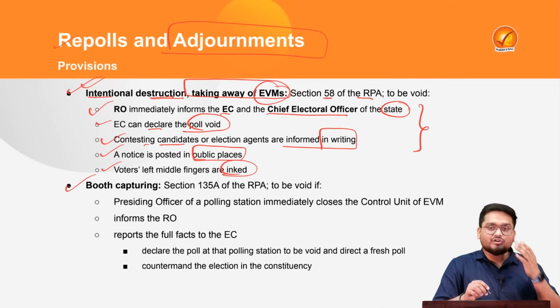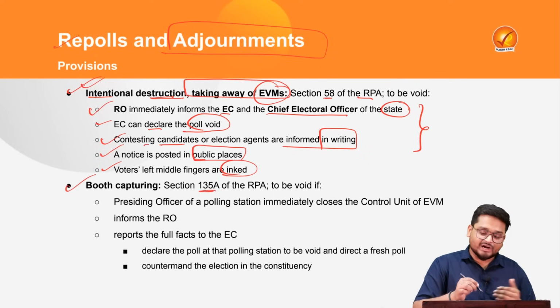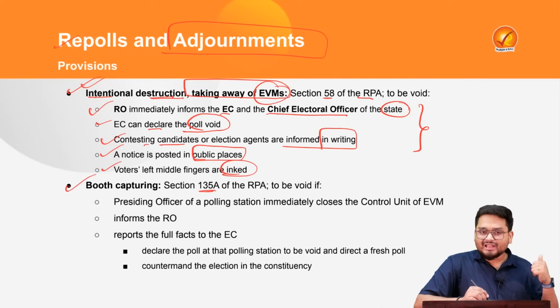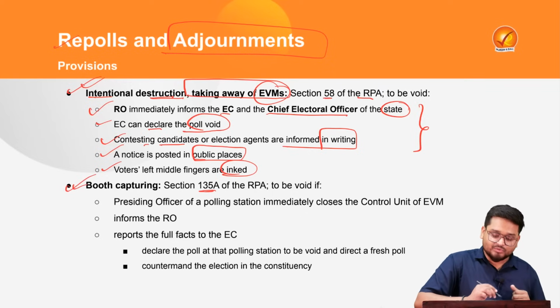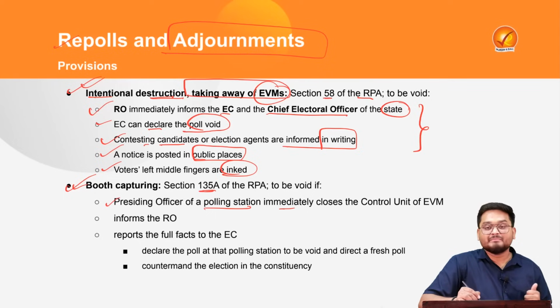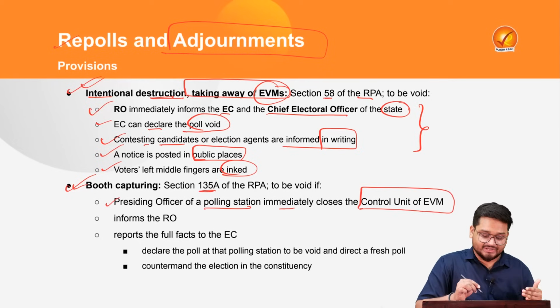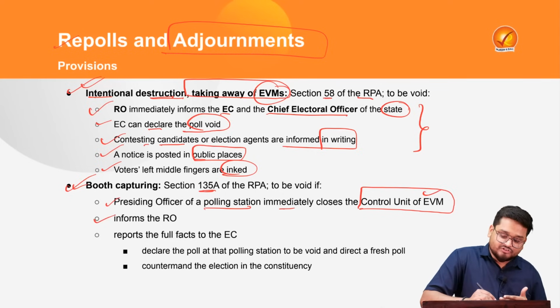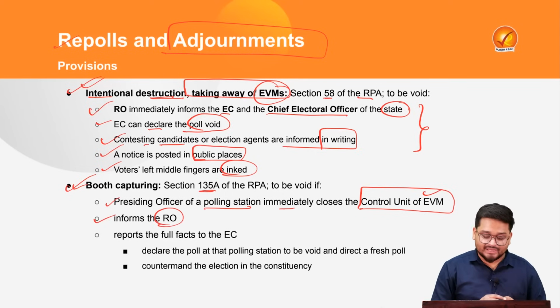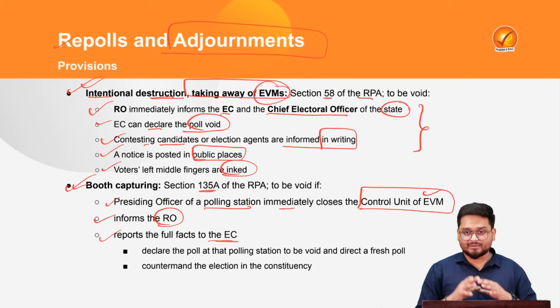In the instance of booth capturing, according to section 135A of the RPA, the election will be void if there is booth capturing, and here the presiding officer of a polling station should immediately close the control unit of the EVM. After closing, it should be informed to the returning officer, and again the returning officer should report the full facts to the Election Commission.